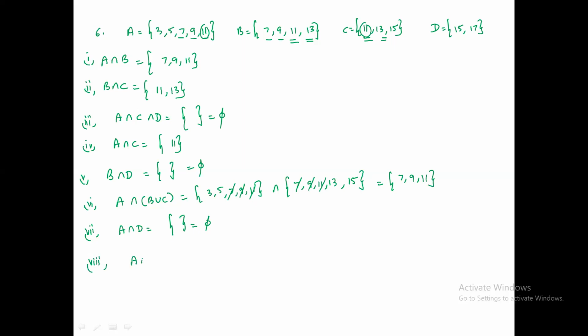Next, eighth, A intersection B union D. So first I will write A: 3, 5, 7, 9, 11. Intersection, I will write B union D. First B's elements 7, 9, 11, 13. Next D's elements 15, 17. I have to find intersection, that is common. I can find 7 common, 9 common, 11 common. 7, 9, 11.